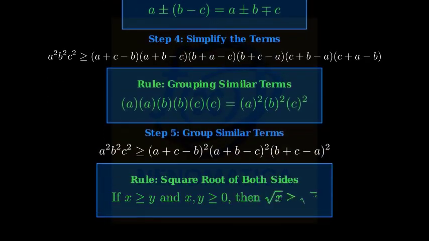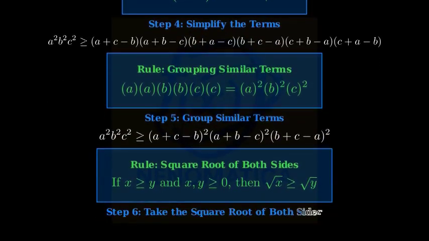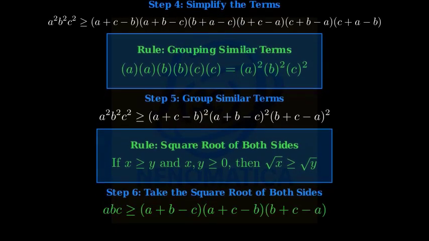Finally, following the algorithm, we'll take the square root of both sides to complete our proof. Taking the square root of a squared b squared c squared gives us abc. Taking the square root of the right side, we get the product of a plus c minus b, a plus b minus c, and b plus c minus a. Therefore, we've proven that abc is greater than or equal to the product of a plus b minus c, a plus c minus b, and b plus c minus a, which was our goal.